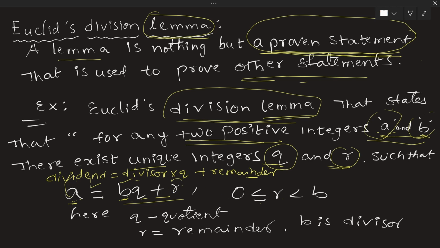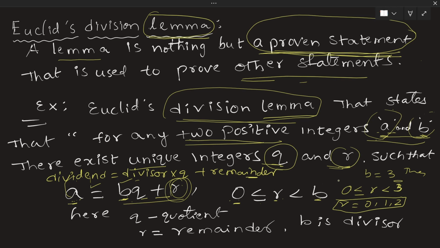So we must write the condition for the range of the remainder value. What is the range of the remainder value here? The range of the remainder is greater than or equal to 0 and less than b, where b is the divisor. For example, if the divisor b is 3, then 0 is less than or equal to r, which is less than 3. So the r value is definitely either 0 or 1 or 2. These are the possible values of the remainder when we divide any positive integer by 3.